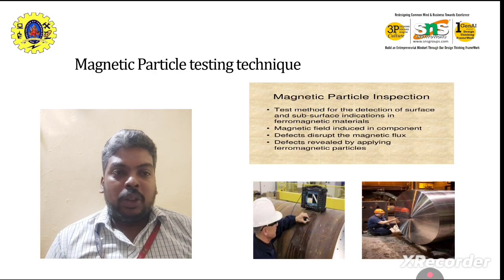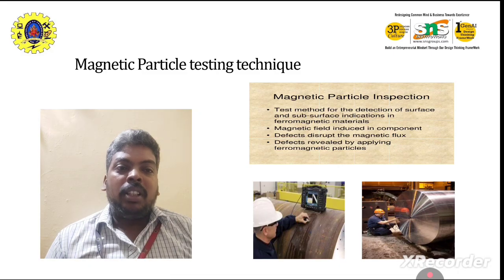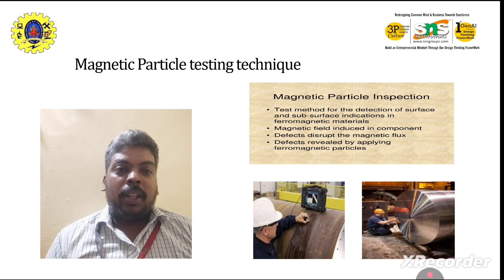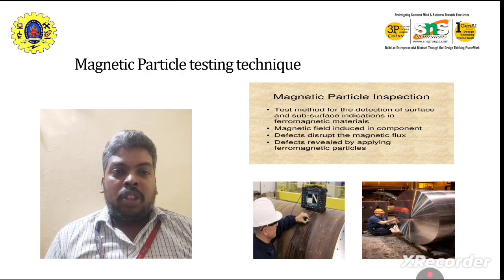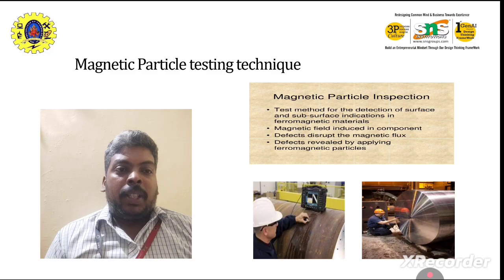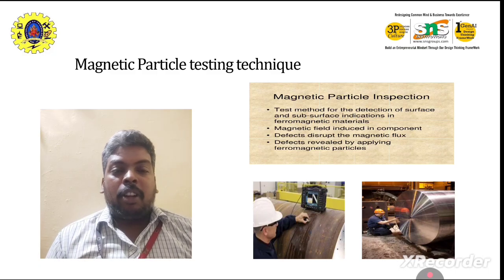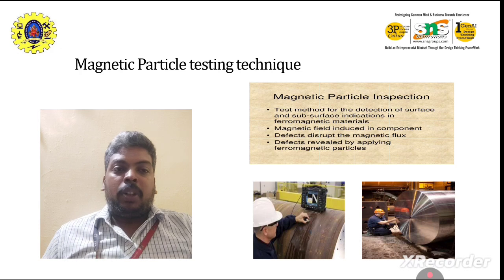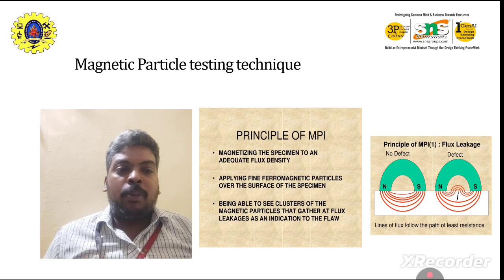So now we choose the magnetic particle inspection method. In this method, we test for the detection of surface and subsurface defects in ferromagnetic material. If it is a ferromagnetic material, we go for magnetic particle testing. Magnetic flux leakage is detected by applying ferromagnetic particles. The magnetic particles are poured over the surface where the defect is to be found out. The particles will accumulate in the particular area. That is the main principle of magnetic particle inspection.